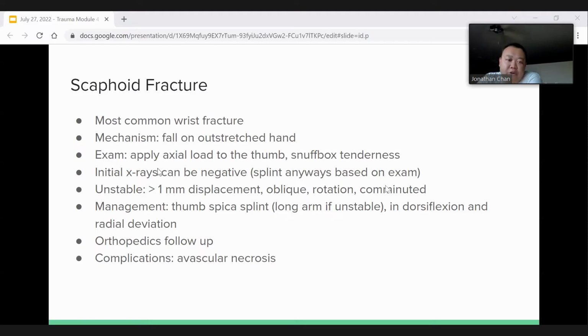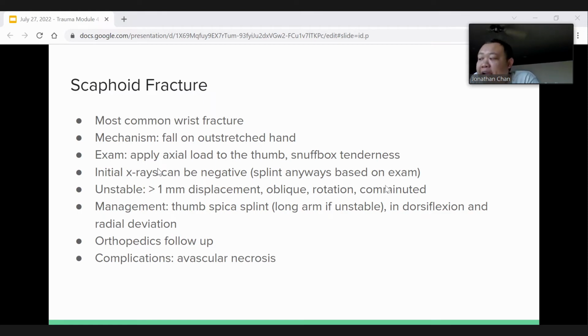The first one is a scaphoid fracture. This is the most common wrist fracture that we see. Again, the mechanism is a fall on an outstretched hand, and these are very easily missed. For your exam, there are a couple of ways to increase your suspicion for a scaphoid fracture. That includes feeling for anatomic snuffbox tenderness, right here on the hand, but also applying axial load to the thumb, basically pushing and pulling on the thumb in the direction of the metacarpals to see if there's any pain elicited. The initial x-rays can be negative, which makes this kind of fracture really hard to diagnose.